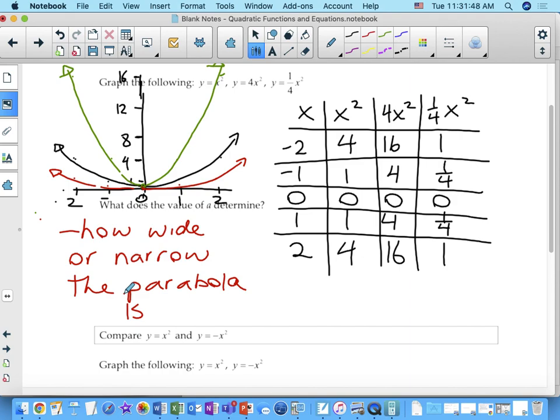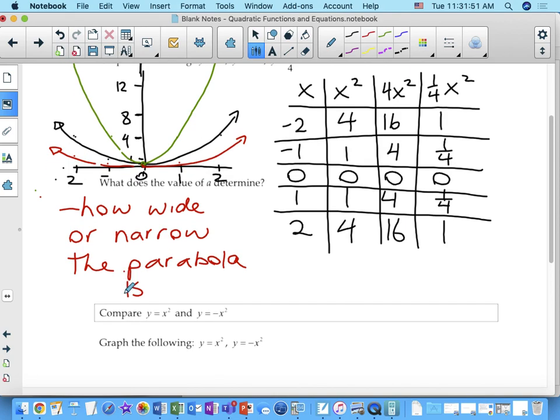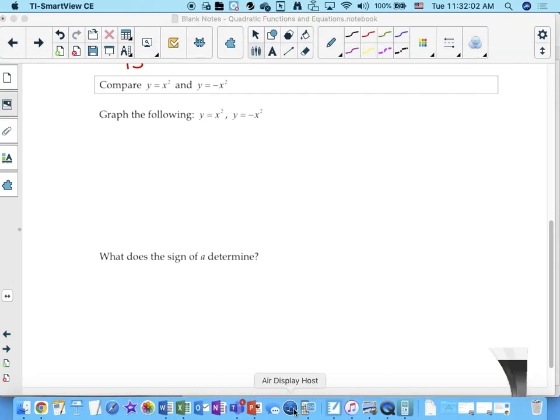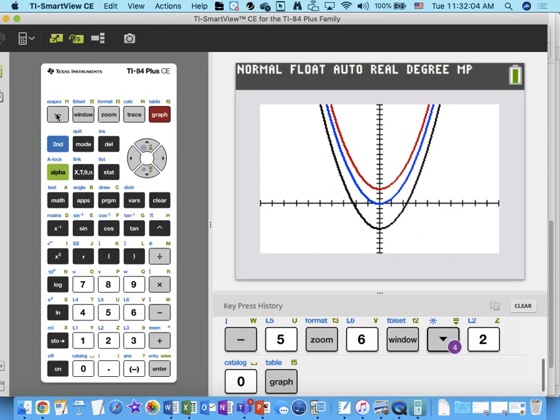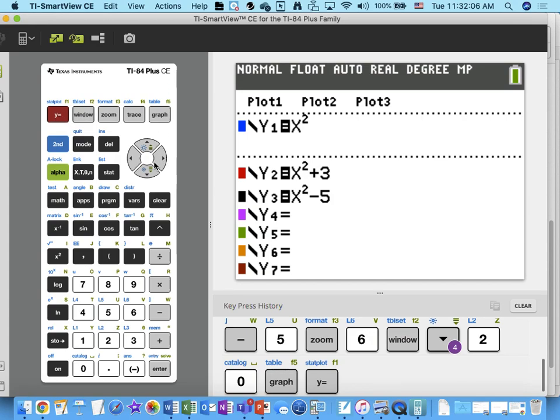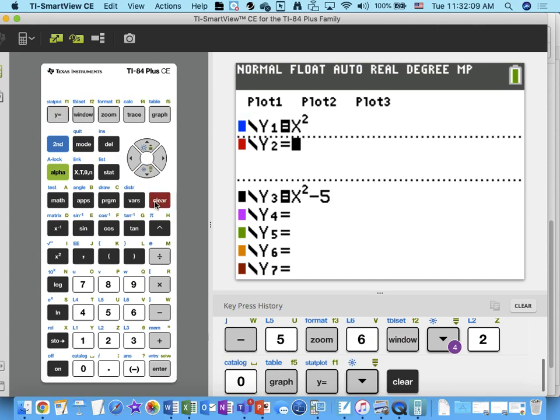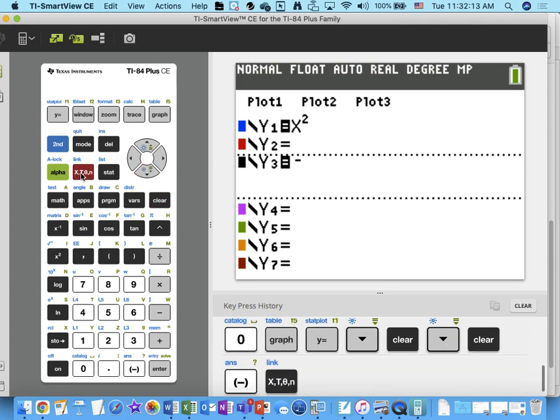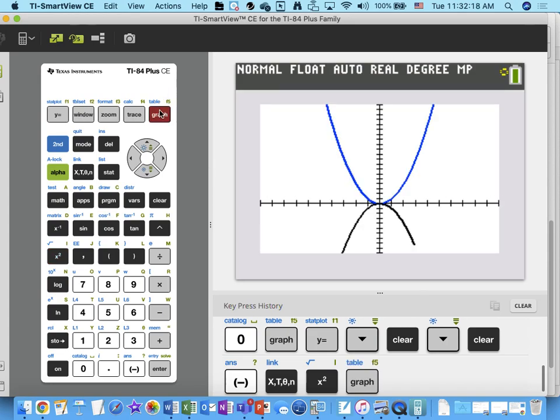Okay, and then the last thing that we're going to compare is y equals x squared to y equals -x squared. And I think for this one, I'm just going to do it quickly on the calculator. So let's go to y equals, and I'll just clear these. And we'll put in a -x squared and graph these. So there's one, there's the other.